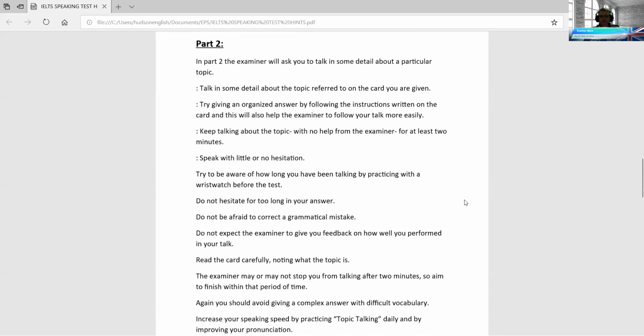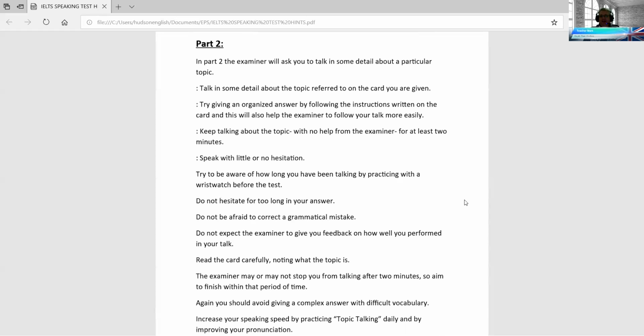Part 2, the examiner will ask you to talk in some detail about a particular topic. Talk in some detail about the topic referred to on the card you are given. It's a topic card or a cue card, they'll call it. The examiner will read you the cue card, give you a piece of paper, a pencil. You get 1 minute to make notes and you're asked to talk for 1 to 2 minutes here.